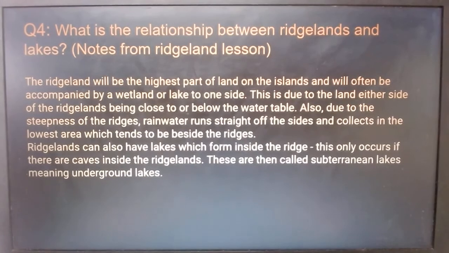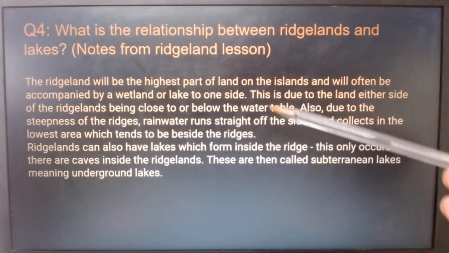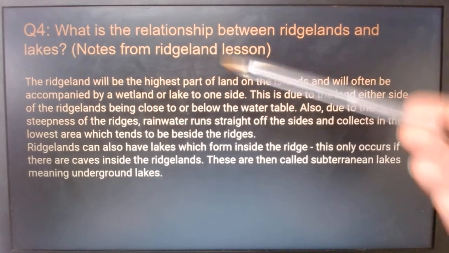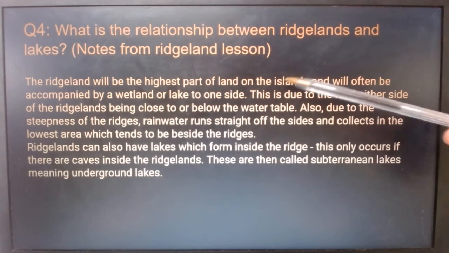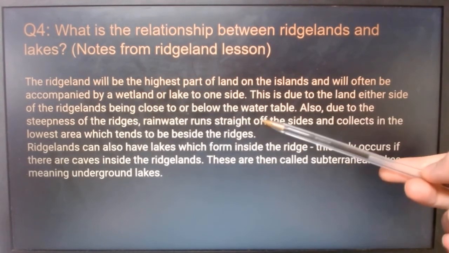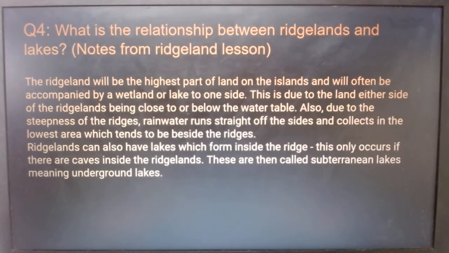What is the relationship between ridgelands and lakes? Now again, a long answer here, but it's pretty simple stuff. The ridgelands are the highest parts of the land on all the islands, okay? They are mountains, except they're tiny. We don't have any mountains here, okay? But these are the highest points. So the land on either side is obviously going to be lower than the ridgeland, all right? Quite often this land on either side is close to or below the water level. So when land dips below the water table, okay, that means there's water sitting on the surface. So that will be a lake.